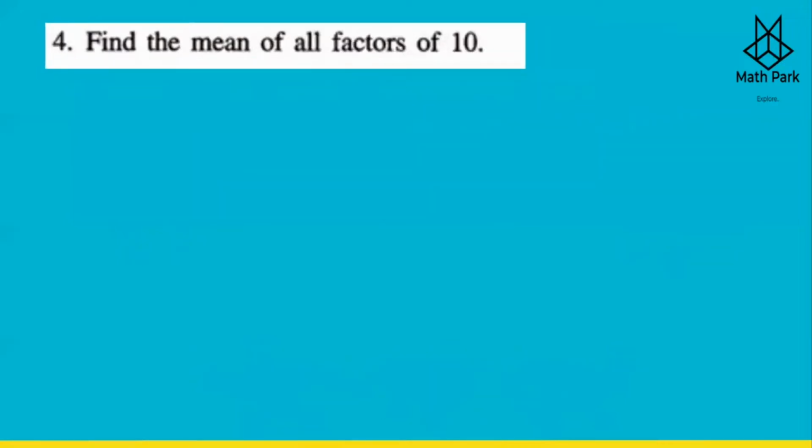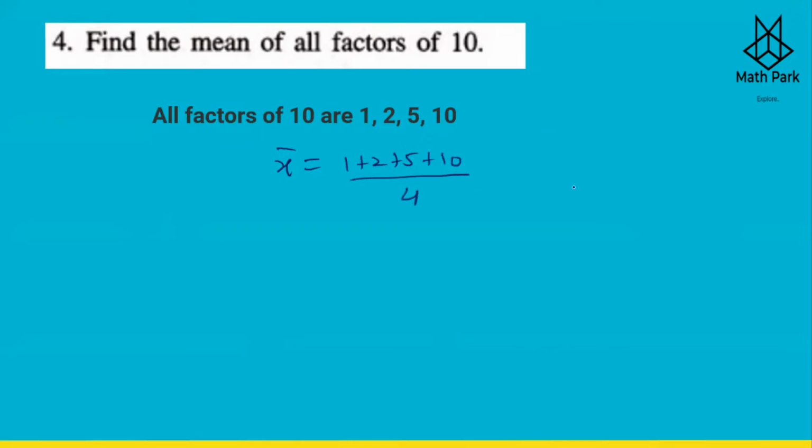Moving to question number 4. Find the mean of all factors of 10. So factors are exact divisors of a number. So all the factors are this. So we have mean is equal to 1 plus 2 plus 5 plus 10, and there are 4 numbers. When we add 1 plus 2, 3, 3 plus 5, 8, 8 plus 10, 18. And 18 upon 4, we get 4.5.